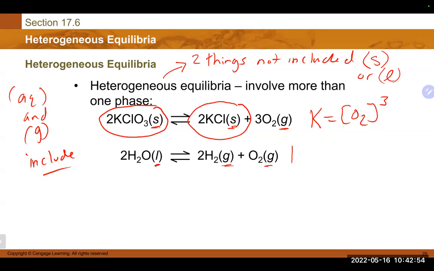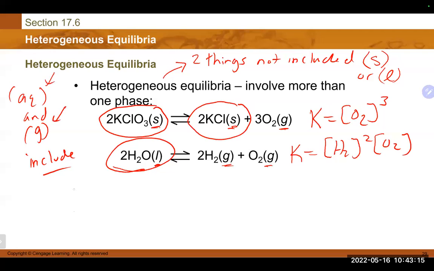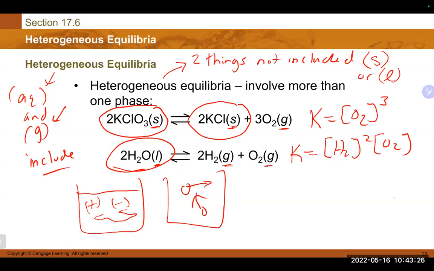If we did it for the bottom one, K is equal to the concentration of H2 squared times O2. Once again, since that is a pure liquid, we would not include it in our expression in this particular case. If you think about why these two things are included in the equilibrium expression, it's for a very simple reason. Aqueous guys are typically ions, which means they're floating around and participating with each other. And if you have gases, they are flying around, which means they're going to participate with each other and affect the equilibrium that's happening. Any questions on that there?